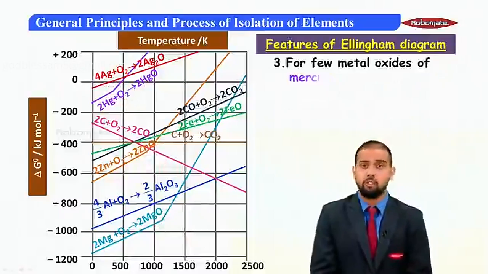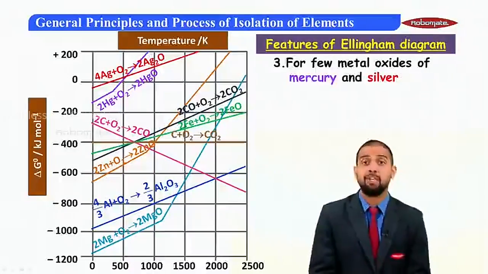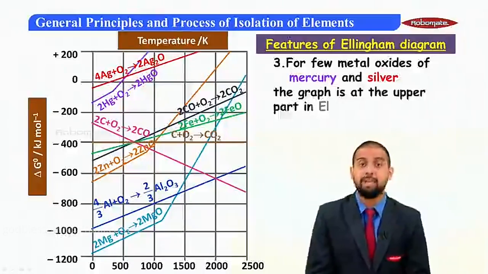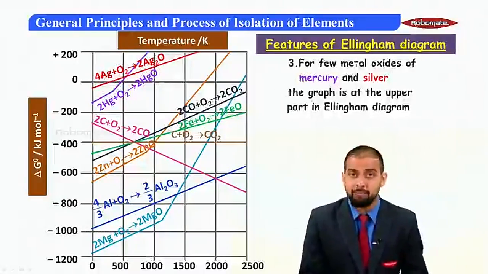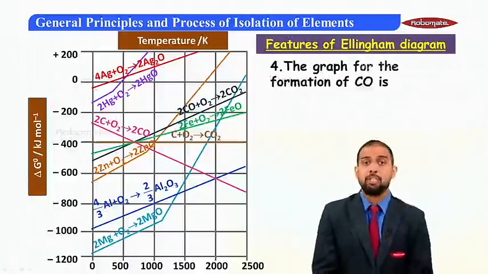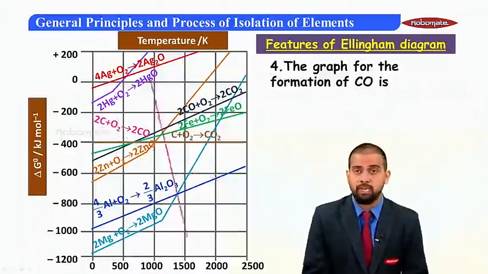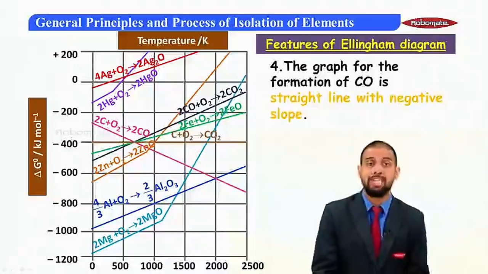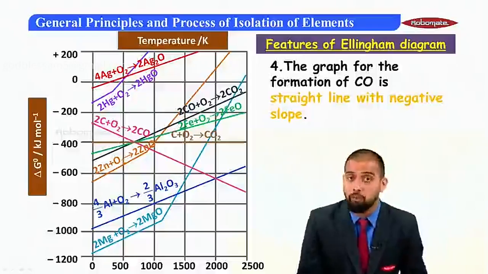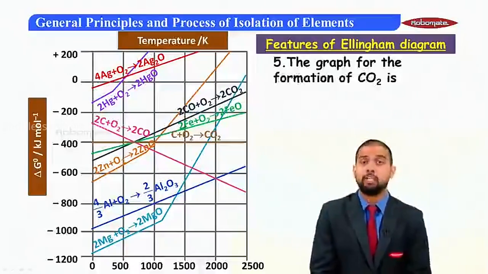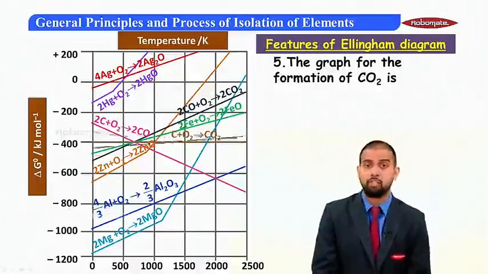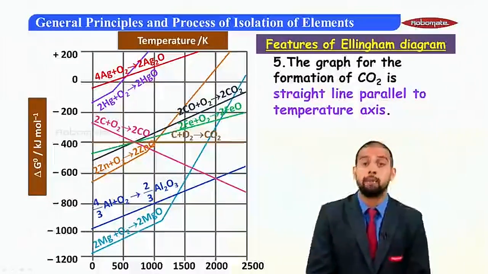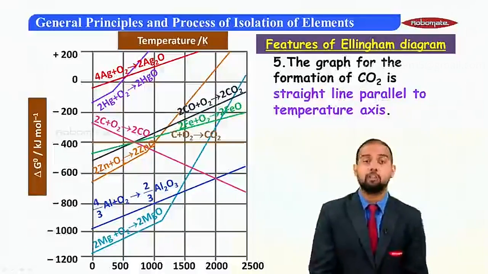Now what is the third feature? The graphs for a few metal oxides, of mercury and silver, which is at the top over here, are placed at the upper part of the Ellingham diagram. Going to the fourth feature, the graph for the formation of carbon monoxide. Take a look at this part. The graph for the formation of carbon monoxide is a straight line but with a negative slope. And talking about the fifth feature, the graph for the formation of carbon dioxide, which is this one, and as you can see, it's a straight line which is parallel to the temperature axis. So these are the features of the Ellingham diagram.